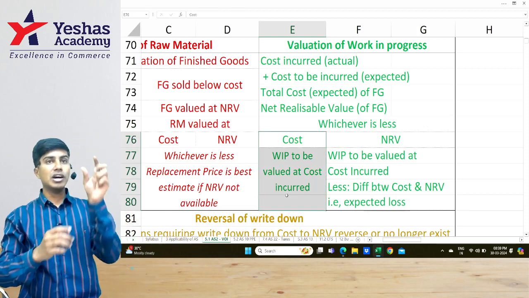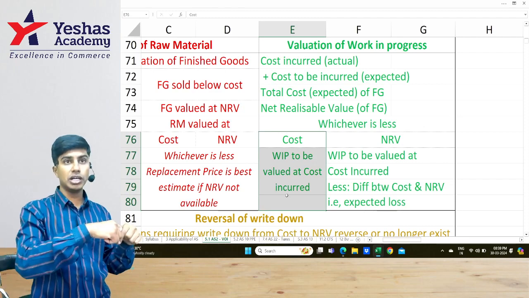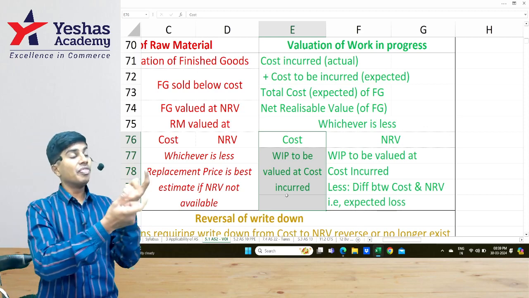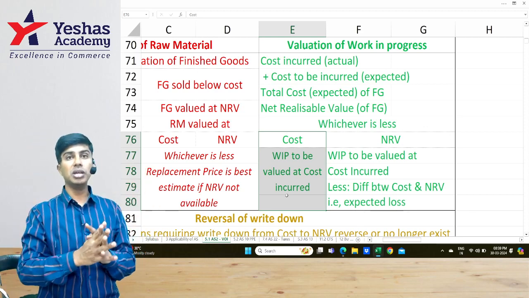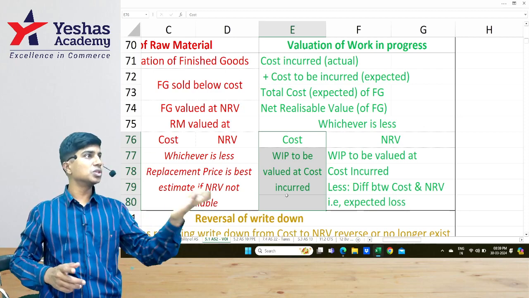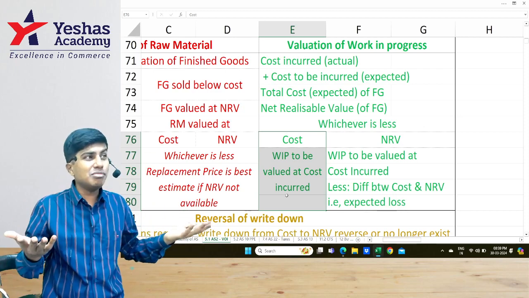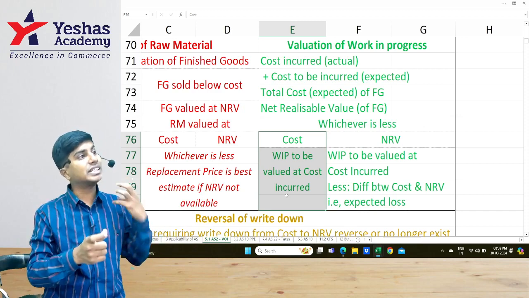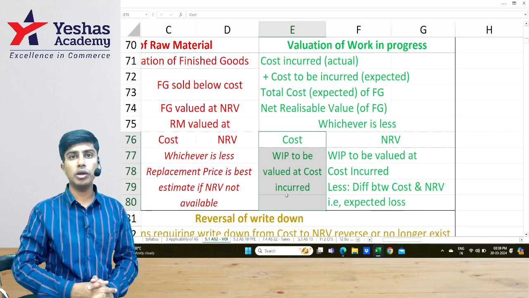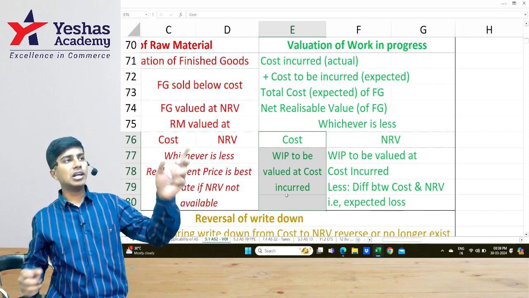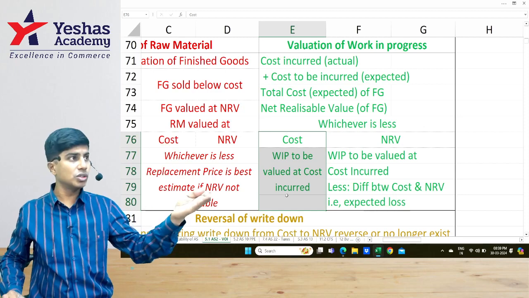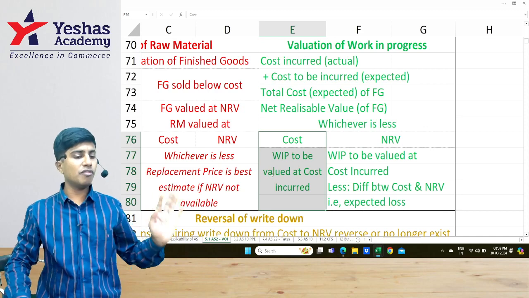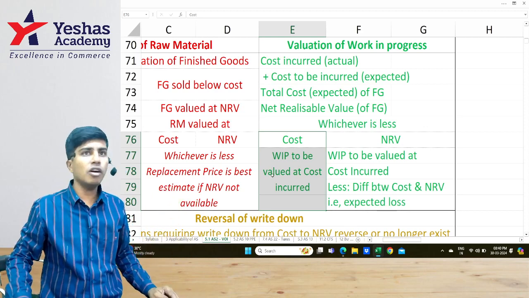However, when you take the work in progress cost incurred plus cost to be incurred, you get the total expected cost, and you compare it with NRV of finished goods, and whichever is less turns out to be NRV. Meaning this work in progress, when it becomes finished goods, will be sold at loss. Conservatism, we have to book that loss now. That loss has to be deducted from cost incurred. That will be the value of WIP. Alternatively, you can take NRV of finished goods and deduct the cost to be incurred on WIP. You will get the same answer. Either of the approaches, if you follow, you will get the same valuation of WIP.